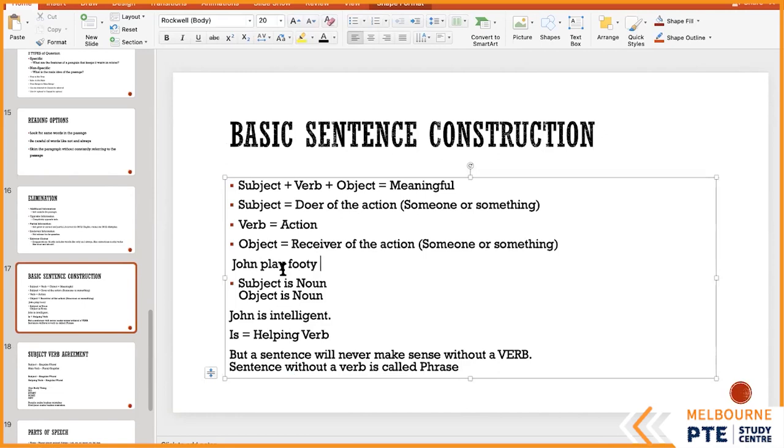Is this sentence correct? No. Why not? It doesn't make sense. What's the issue? Place. It should be place. Why place? Because my subject, is it singular or plural? Singular. My verb should be? Okay. Plural. All right.